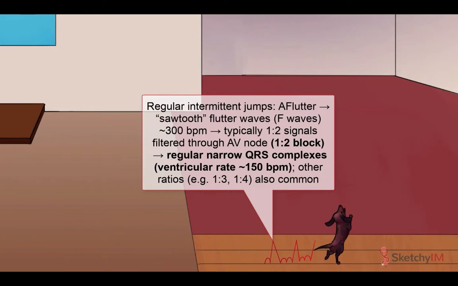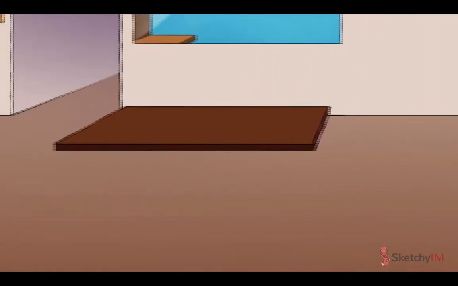Usually, only one out of every two signals are transmitted through the AV node down to the ventricle, resulting in a QRS complex. This is called atrial flutter with a 2-to-1 block, and results in a ventricular rate of about 150 beats per minute. Other ratios can occur as well. If there's no variability to the AV block, a regular tachycardia develops. But if the degree of that block changes from second to second, which is common as well, it can result in different RR intervals and an irregular rhythm.